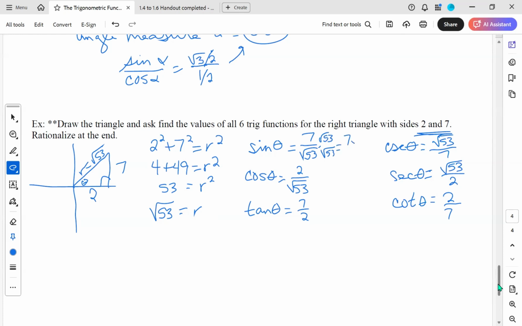So this is going to be 7 square root of 53 all over 53. And same thing for cosine. So this is going to be 2 square roots of 53 all over 53. And I will want exact values. Okay, so again, all these values are exactly what we need.